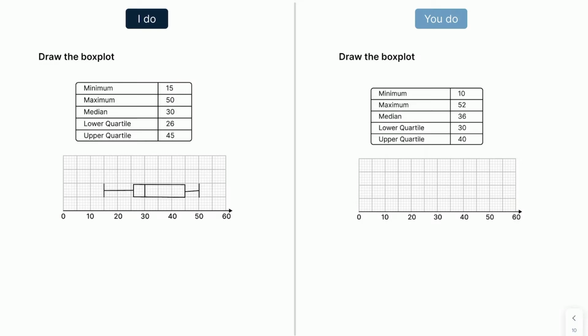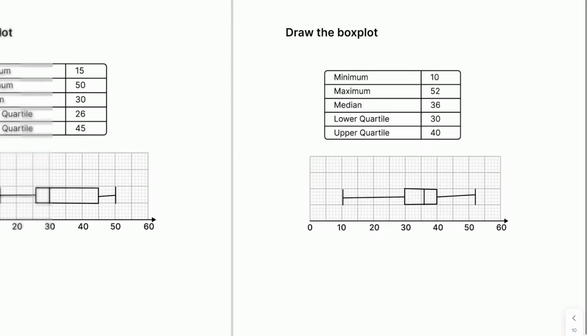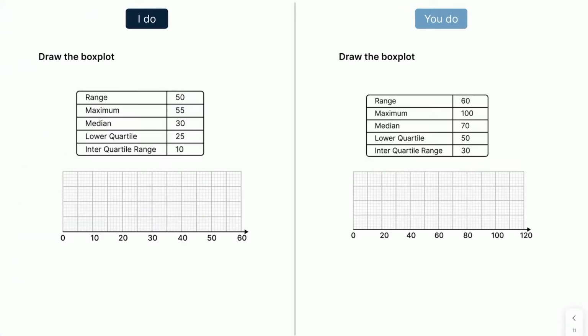So press pause and have a go at the example on the right. Grab yourself a pen and a piece of paper. So the minimum is at 10. The maximum is at 52. In fact, I'll zoom in a little bit just so I can be precise. Median 36. Lower quartile 30. Upper quartile 40. And if I connect that together, and connect that together, and that together there, again, you'll be using a pencil and a ruler to do this, so your lines should be straight. Mine is a little bit bent, but you should get something like that.